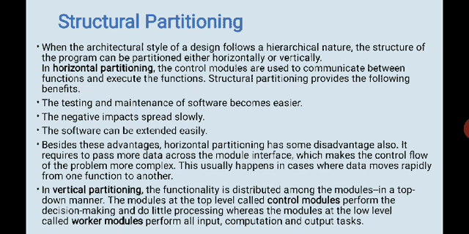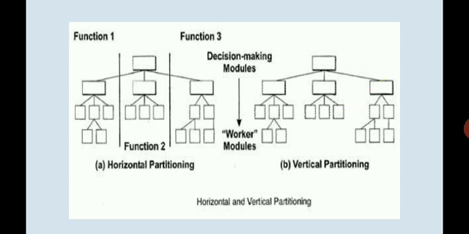The modules at the top level are control modules, and they perform the decision making. Like we already did with control modules, we looked at the control hierarchy. The one on the top controls the one below. The upper one will be superordinate and the lower ones will be subordinate. All the decision making lies with the control modules, and they do little processing. Whereas the modules at lower levels are the worker modules, and they are the ones giving the computation and output tasks. Only the decision lies with the control modules.